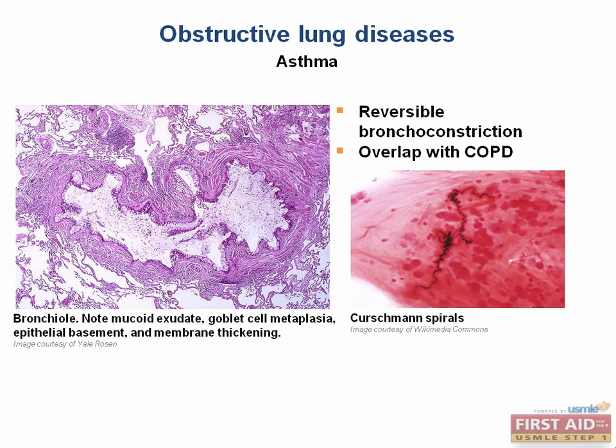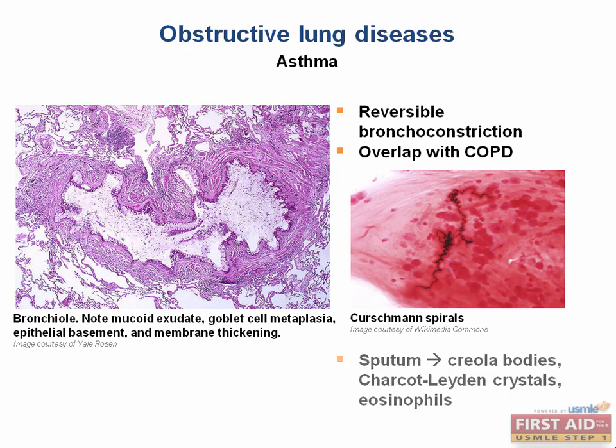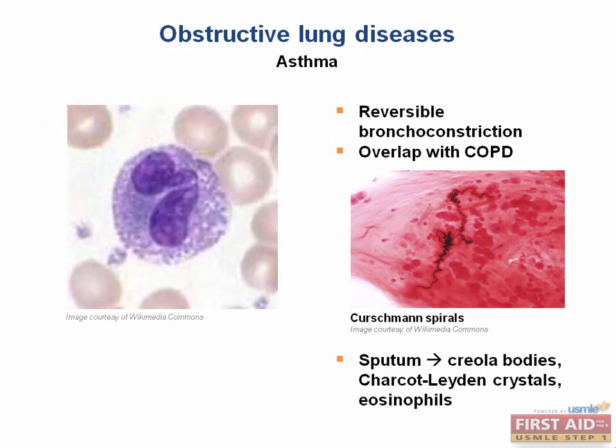Curschmann spirals are shed epithelium that's a byproduct of mucus plugging. You can see the obvious corkscrew shape here. So if you looked at the sputum of an asthmatic patient, what else would you see? Well, you might also find Creola bodies, Charcot-Leyden crystals, and of course eosinophils, especially in allergic asthma. Now, what do eosinophils do in asthma? Eosinophils release major basic protein, which causes epithelial cell damage and bronchospasm in asthma.